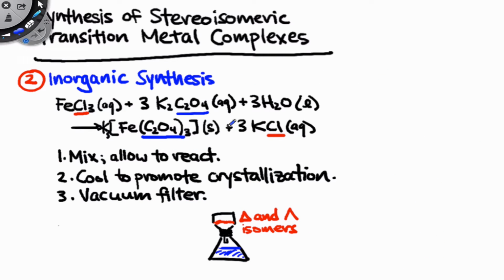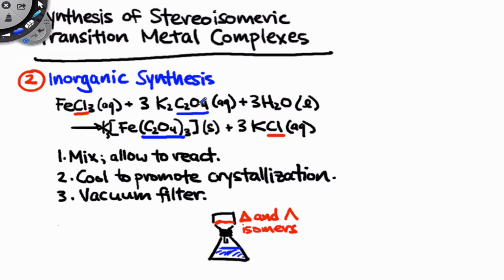In the second part of the experiment, we're going to synthesize an iron oxalate complex in which the complex itself is actually negatively charged with potassium counterions in the solid as well. The procedure here is much simpler than the cobalt synthesis. We're simply going to mix the 2 reactants in this case, aqueous iron trichloride and aqueous potassium oxalate. There will be water around as well, and those will combine in what is basically a ligand substitution process in which the chlorides are replaced by oxalate ligands.